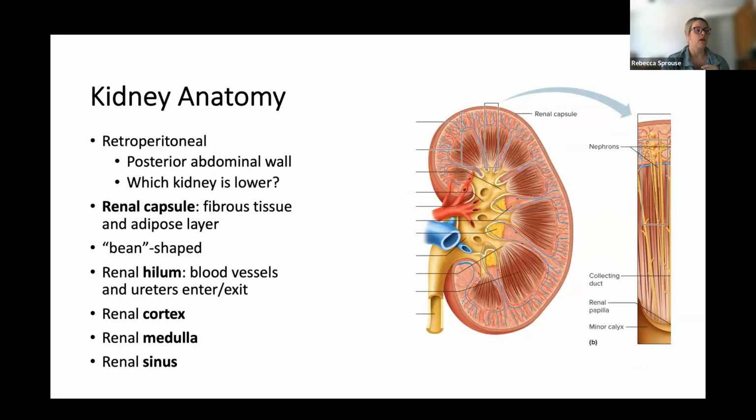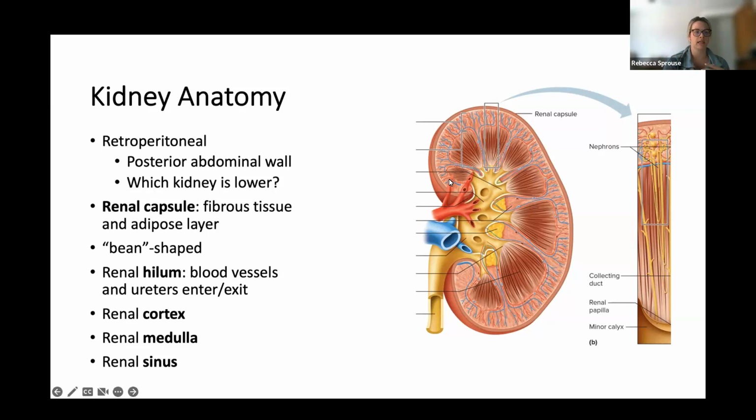Okay. Now, if we do a sagittal cut of the kidney, so we've cut it in half and we're looking on the inside, we have a cortex, a medulla, and sinuses. So the cortex and the medulla, if you can recall from other organs we've talked about this semester, the cortex is always the outer and the medulla is the inner.